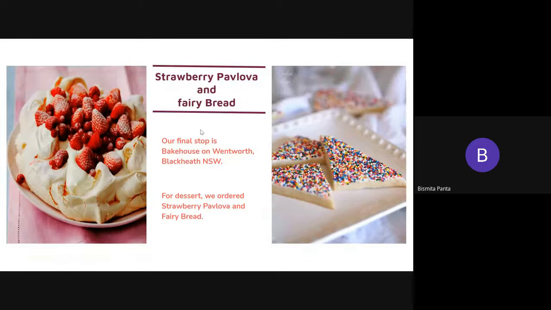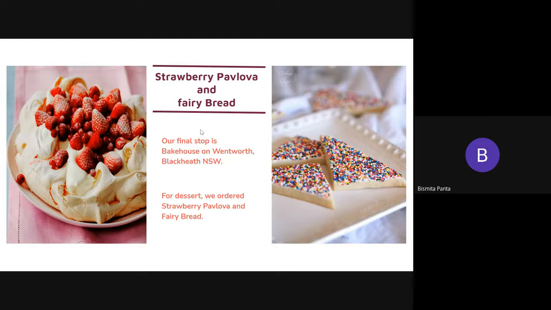As you can see in the picture how beautiful strawberry pavlova is, and not only is it beautiful, it is also really delicious. It is crispy on the outside but fluffy and soft on the inside, topped with fresh strawberries and whipped cream. And fairy bread is really easy to make. When you are craving something sweet, you can easily make it at home. You just need bread, butter, and some sprinkles, and you have your fairy bread.